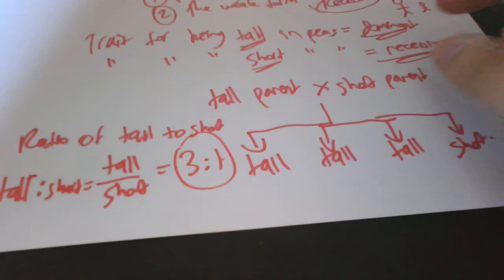It's basically the same thing as saying tall to short. It's a ratio, it's a division. So 3 to 1, right? There's 3 tall and 1 short. That's what it means. Now, there's actually an easier way to show this using something called a Punnett square. And it's very important that you know how to use these Punnett squares, okay? They're all over biology.